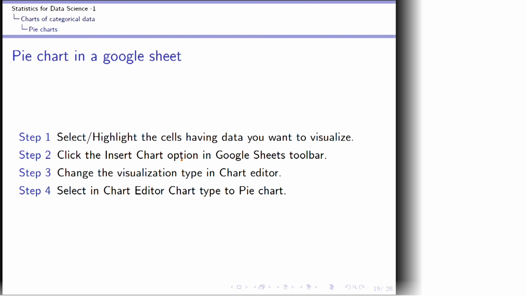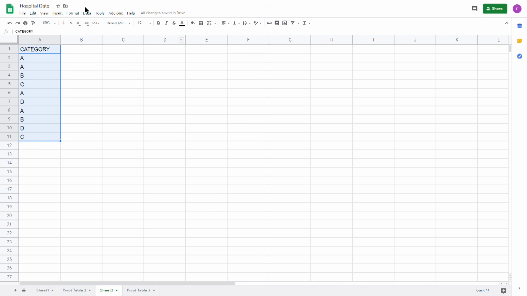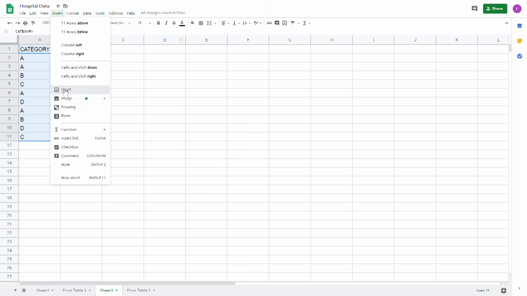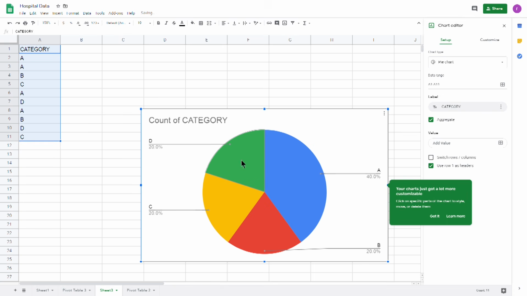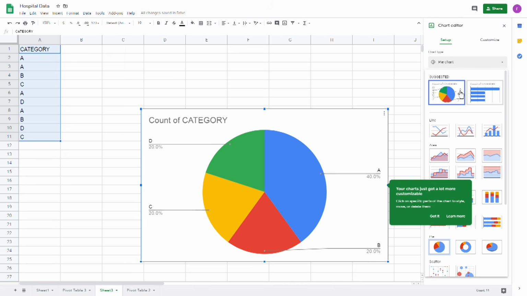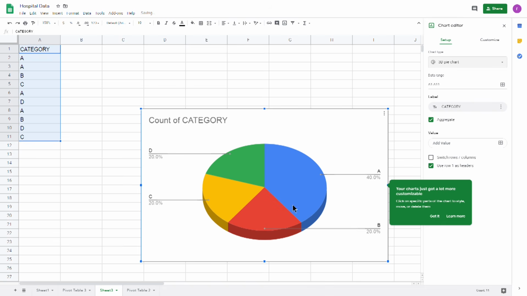I go to the insert option, and I have a chart option here, and you can see that this is precisely what we had earlier. A is 40%, B is 20%, C is 20% and D is 20%. So, this is my pie chart, and you have the chart editor. Within the chart editor, you can tell what kind of pie chart you want. If you want a 3-dimensional pie chart, you can also click on that.